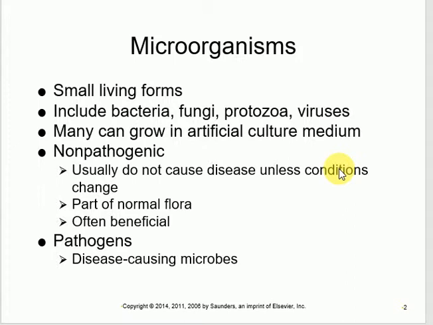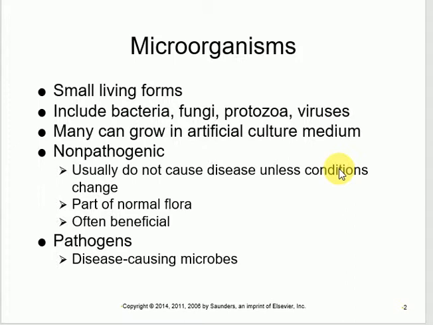Microorganisms, all of them, any one of the four, can grow in artificial culture medium, meaning you get a dish or something, and you put the essential nutrients in general, and any one of those, when you put it on this dish, it will grow. And we will talk about other things that can produce disease, but they cannot grow on artificial culture. So all four can grow on artificial culture, any one of the four.